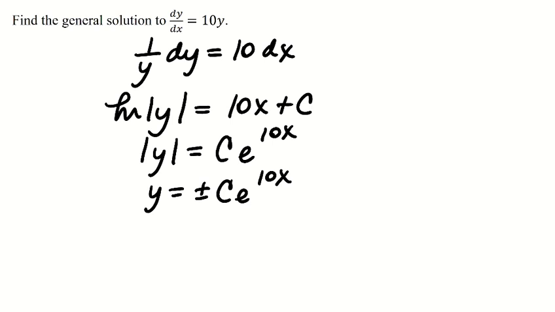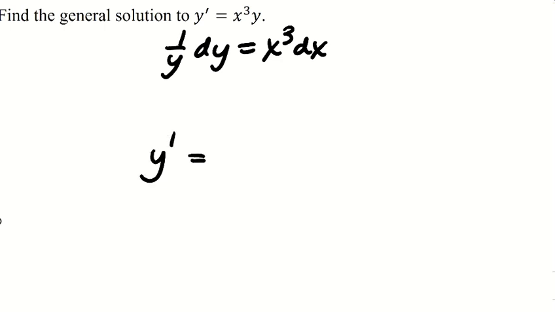Well, while I'm at it, I've got one more. Got a minute, so why don't I do the last one? This one is something that I could separate and solve. I could say 1 over y dy equals x to the third dx. And then I could solve it all the way down. But what if we had something like y prime equals x plus y? Anybody got any thoughts on that?